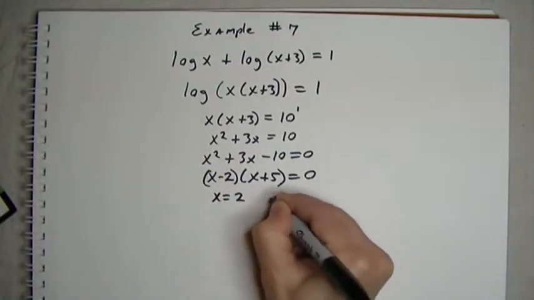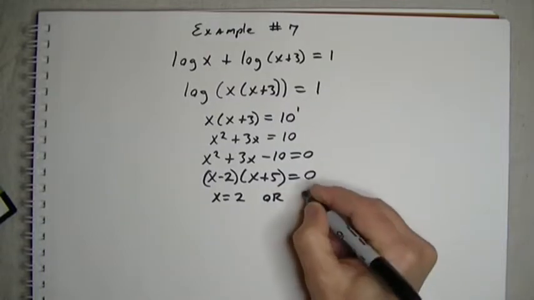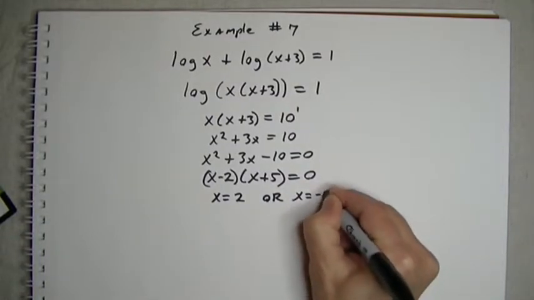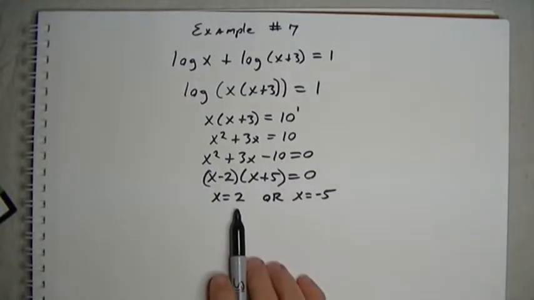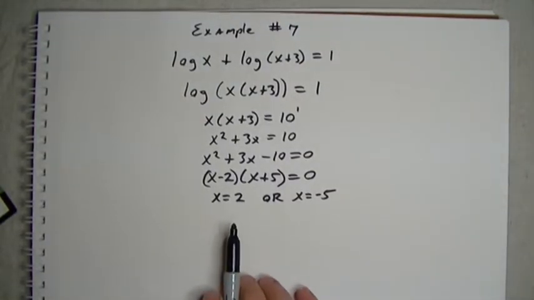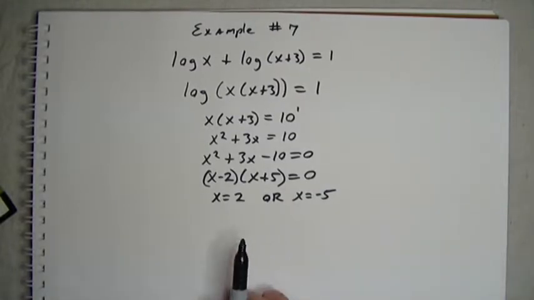and that yields two solutions. x equals 2 or x equals negative 5. Now, you might have heard me talk in class about extraneous solutions, and this is one of those opportunities where you need to check. We've got two solutions. We need to make sure they're both absolutely workable solutions.